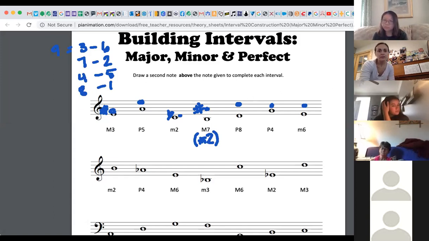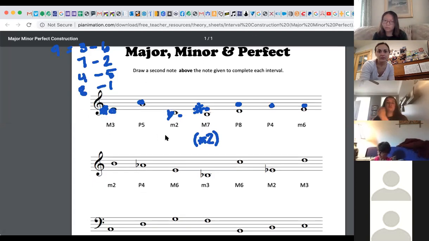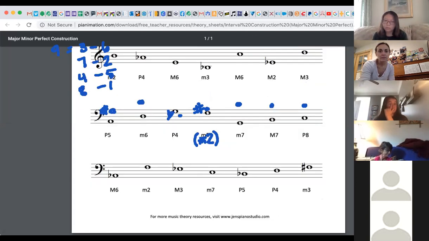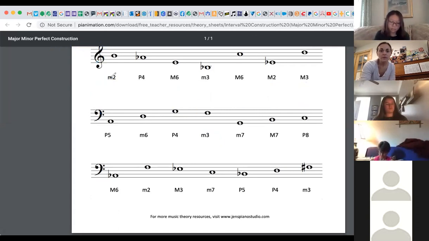Oops, here, let me undo my notation. There we go. And let me clear this. There. All right. Oh, and then we had a couple in bass clef. And this particular exercise didn't ask for intervals below a given note, but that's also something that you might be asked for. So just for practice, can we do a couple below a note?